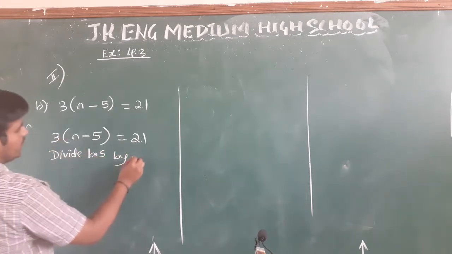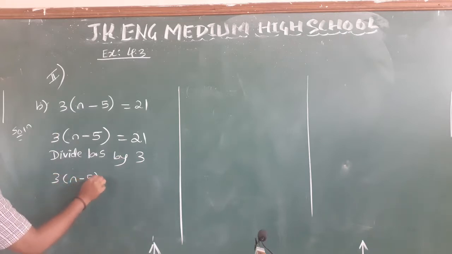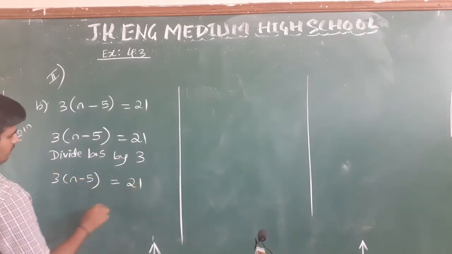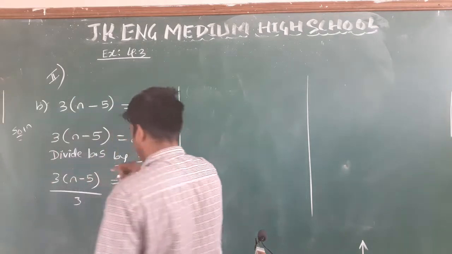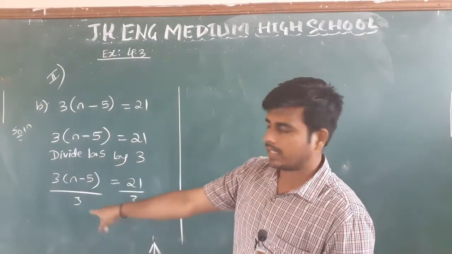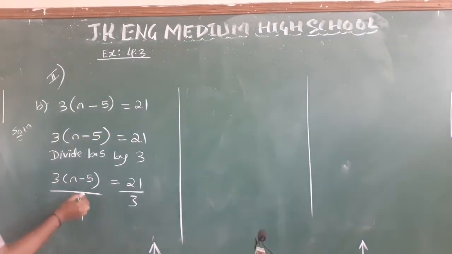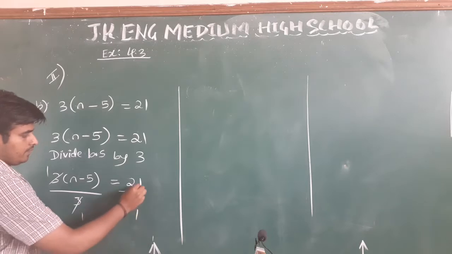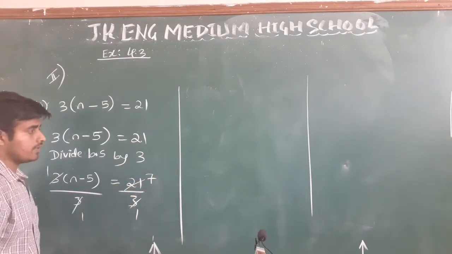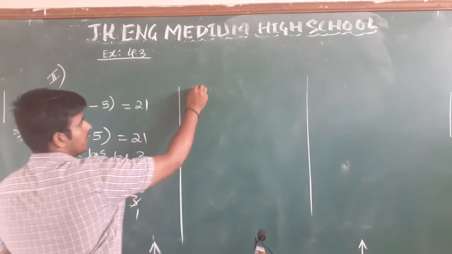Divide both sides by 3. Three will get cancelled. 3 ones are 3, 3 sevens are 21. So what remains? 3 cancels out. What remains? n minus 5 remains.